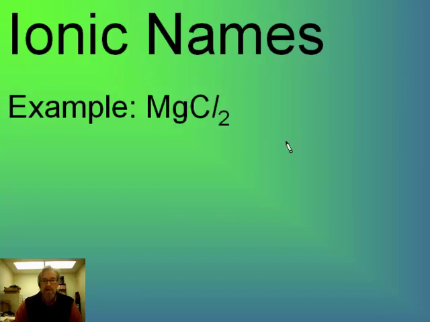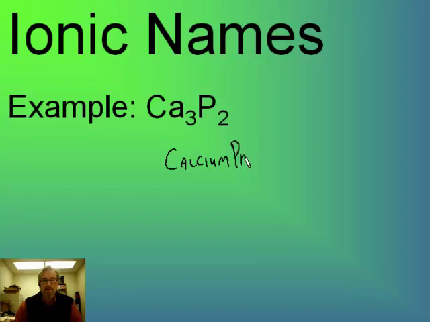Magnesium with chlorine. Magnesium is the cation, so it's just magnesium. And chlorine becomes chloride because it's a monatomic anion, magnesium chloride. Calcium and phosphorus. Calcium is just calcium because it's the cation. And the phosphorus ion is phosphide because it's the anion.